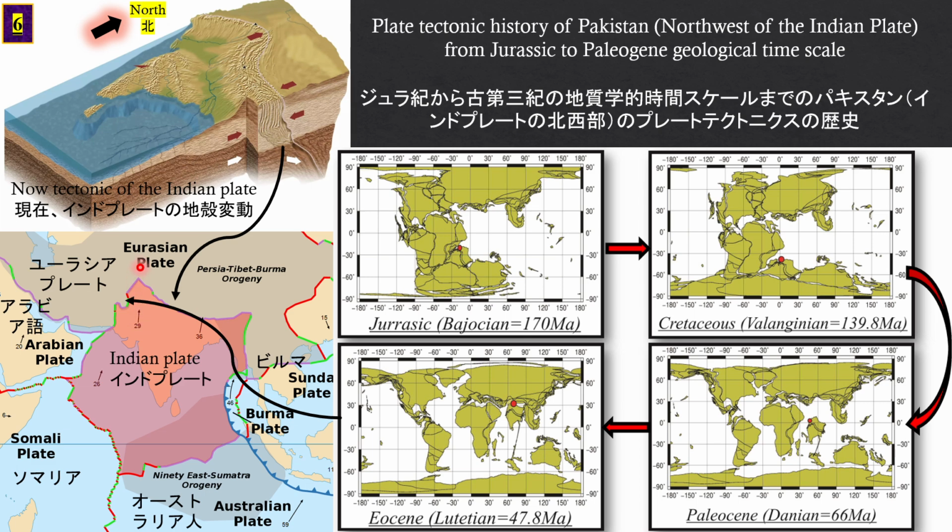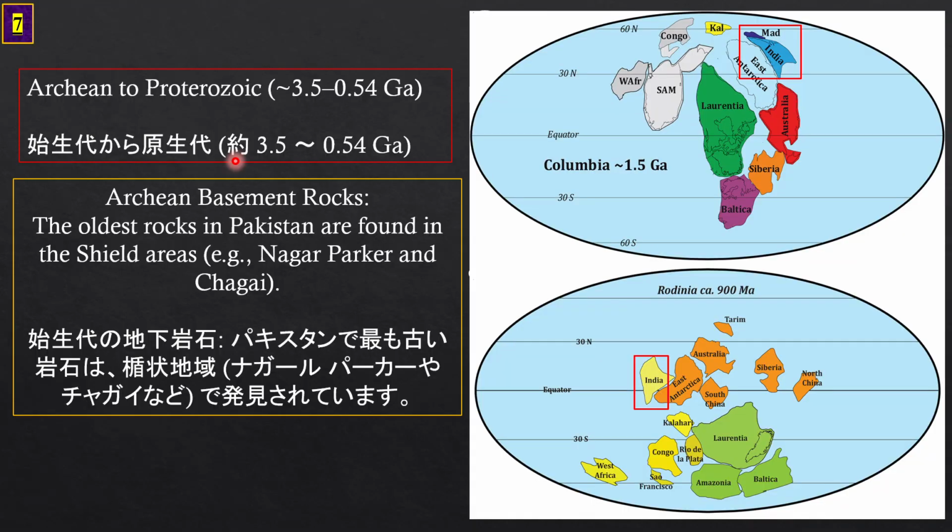So now the current situation of Pakistan is like this. You see there is convergence with the Eurasian plate and also with the Somalian, Arabian and Australian plates. This is the Indian plate and Pakistan is its northwestern region, but convergence is still going on, subducting northward toward the Eurasian plate. So this is the tectonics of the Indian plate from the Archean to Proterozoic.